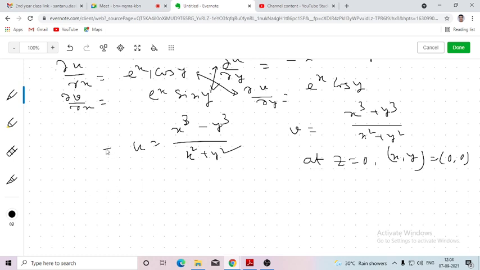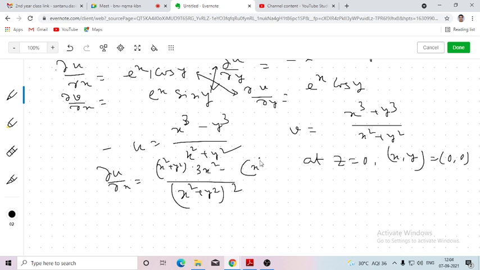So if you want to use the direct method, if you find the partial derivative of del u del x, then whatever you will be finding, x square plus y square whole square, then x square plus y square will be fixed. The partial derivative of this with respect to x, so this will be 3x square minus x cube minus y cube. The partial derivative of this with respect to x, so this will be 2x. Then here if you put x equals to 0 and y equals to 0, you will be getting this in the form of 0 by 0.